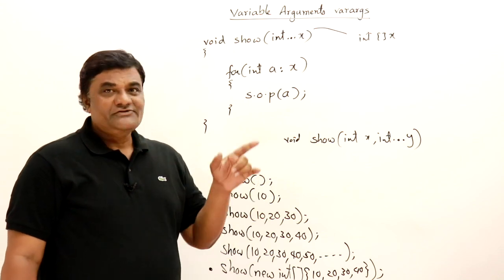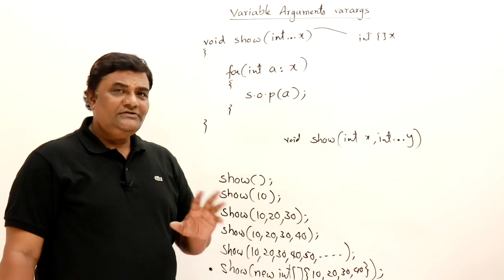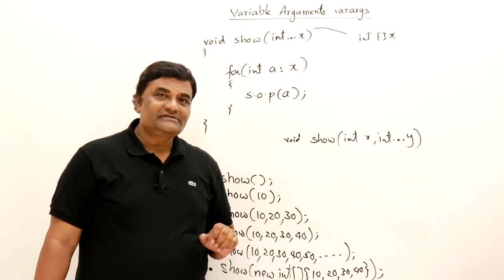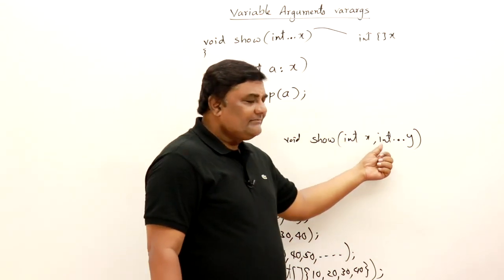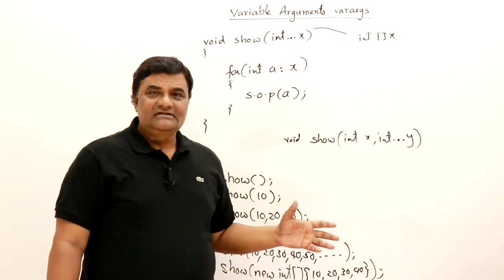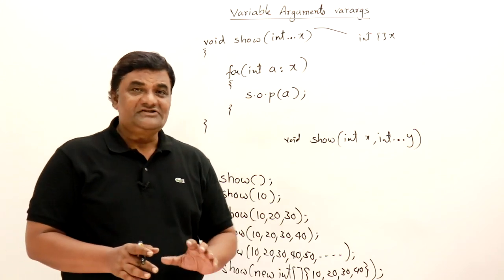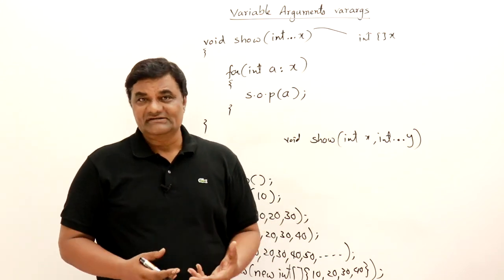And the variable argument should be the last one. It should be the last parameter. And you cannot take multiple variable arguments. Alright, you can have any data type, not just integer, you can take any type of data. So these type of methods are very useful. They work like generalized methods which take any number of arguments that you are passing.